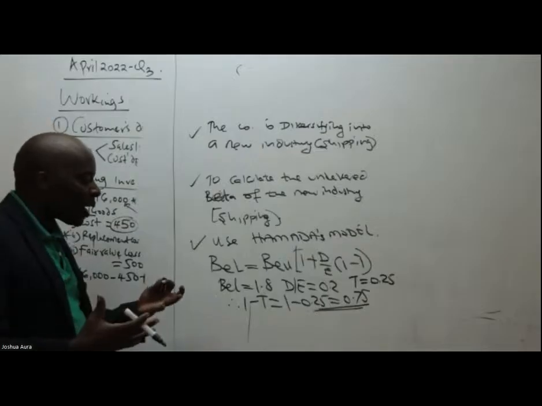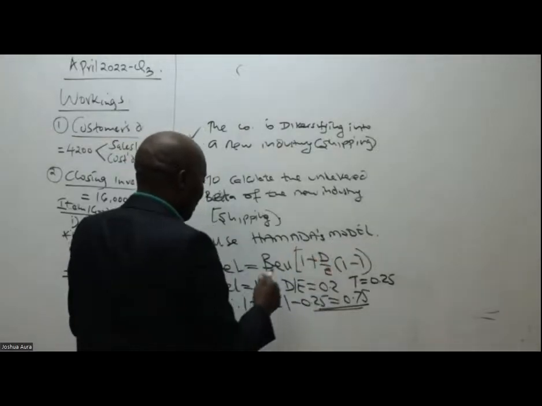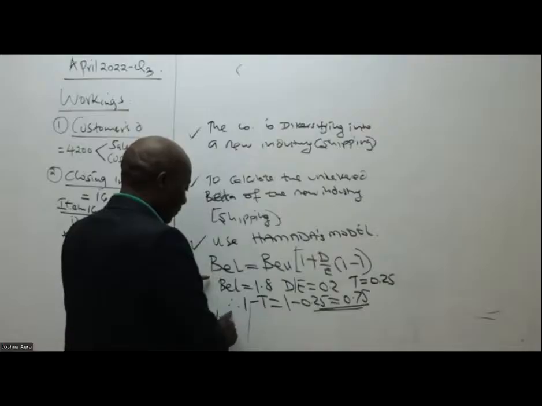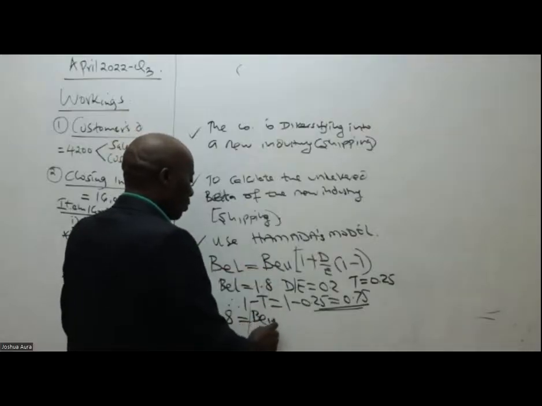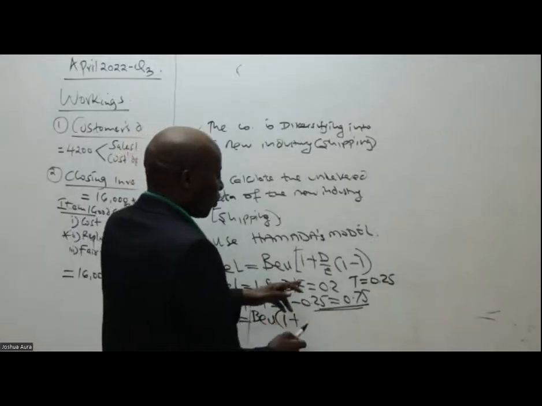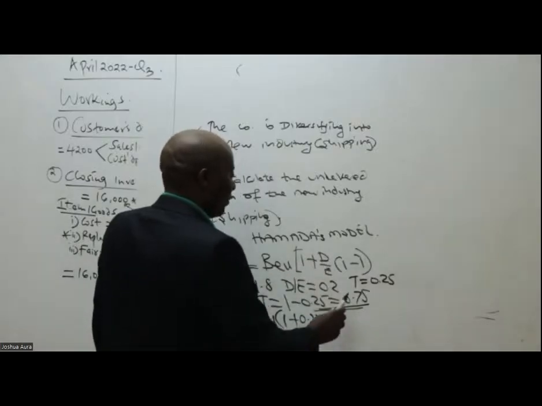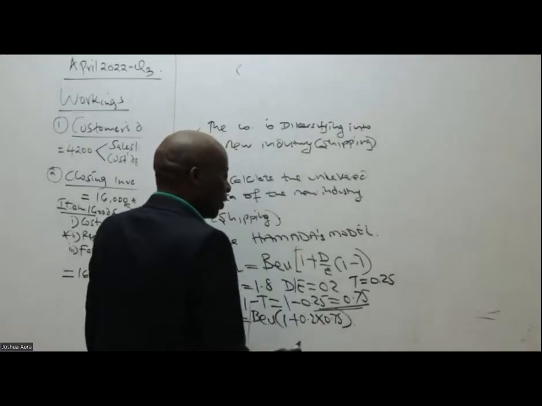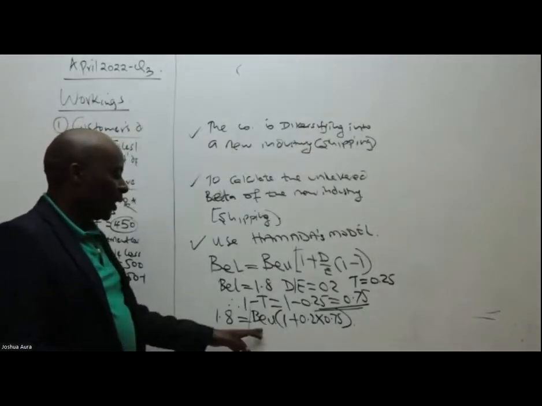Now, could you kindly plug in figures? Please plug in figures in this Hamada's model. So beta equity of a levered firm here will be 1.8, equals beta equity of unlevered into 1 plus debt to equity. Debt to equity is 0.2, multiplied by 1 minus tax, which is 0.75. So please go slowly until you give me beta equity of the unlevered firm.